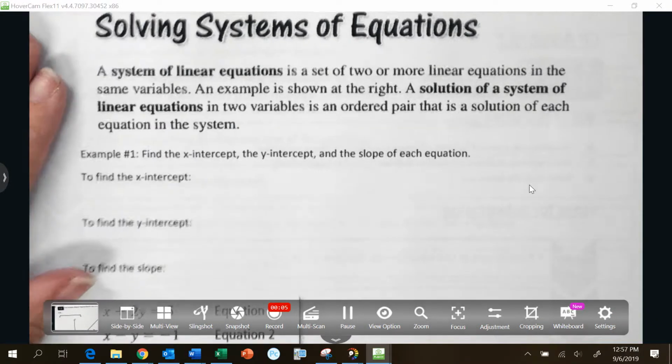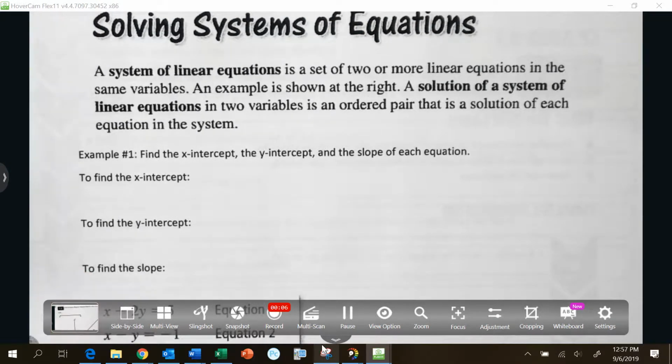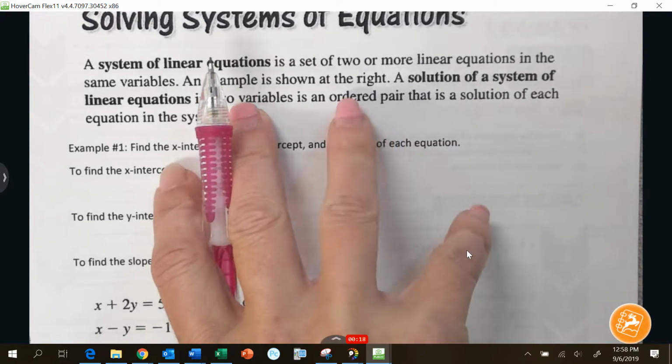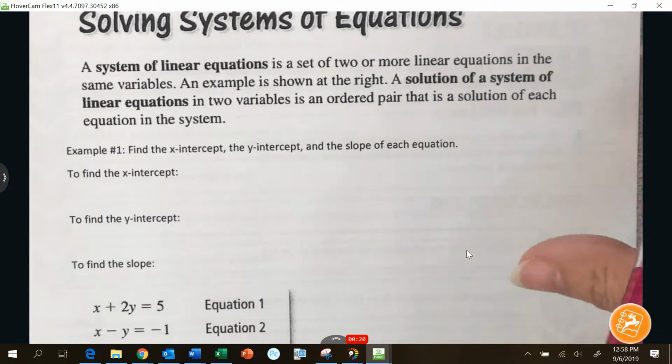All right, so we are reviewing how to graph lines, and then we're going to talk about, from Algebra 1, maybe even pre-algebra, solving systems of equations by graphing, by substitution, and by elimination.